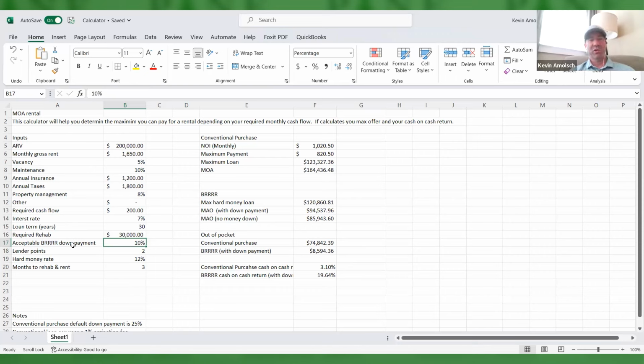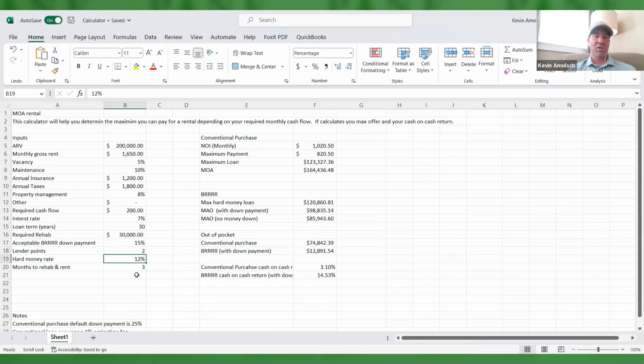Now, if you're going to use the BRRRR strategy and you want to limit your down payment, what is an acceptable down payment? In this example, I use 10%, but maybe I'm willing to go 15% down. Lender points. So we charge, in Colorado, we're charging 2 points. Other markets, we're charging a tad more. Minnesota, I know it's 4. I think DC might be 3 points. I don't know, I'd have to double check on that. But whatever your hard money lender is charging you in lender points, that's what you would put here.